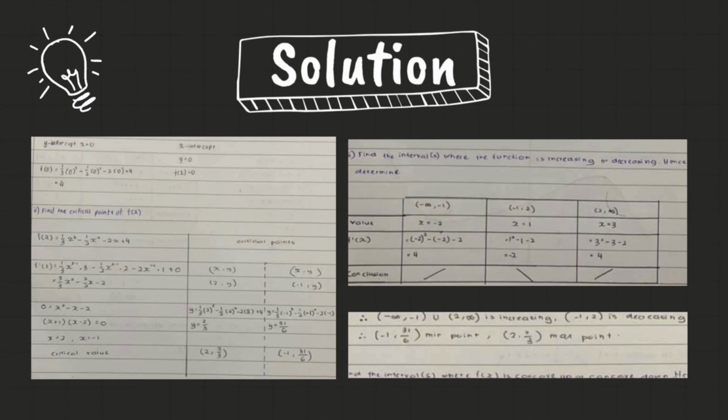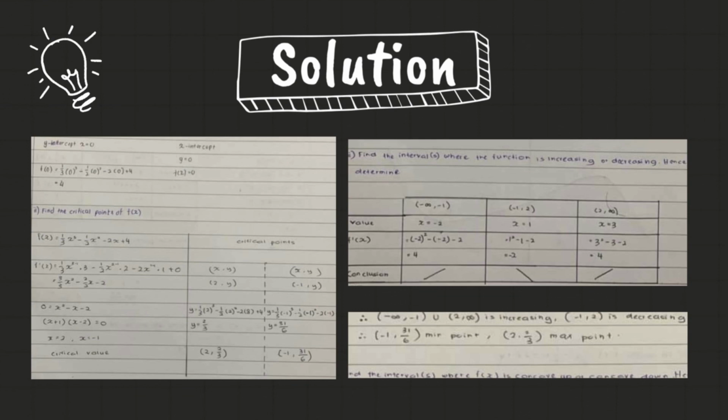Question number 2. First, we need to differentiate the function. So, our function f(x) will become f prime. f prime equals 1 over 3 x to the power of 3 minus 1 multiplied by 3, minus 1 over 2 x to the power of 2 minus 1 multiplied by 2, minus 2x to the power of 1 minus 1 multiplied by 1, plus 0, equals 3 over 3 x to the power of 2 minus 2 over 2 x minus 2. Then x squared minus x minus 2 equals 0. Then use the calculator. We will get x equal to 2 and x equal to minus 1. So those are our critical values.